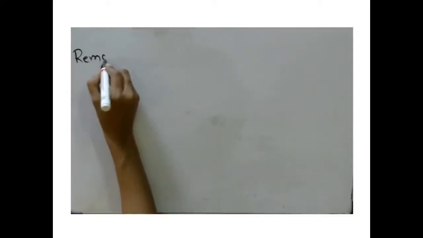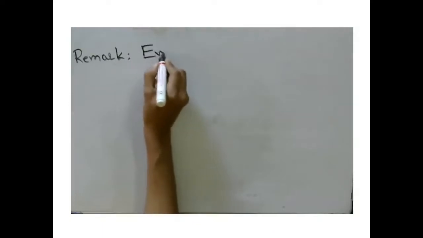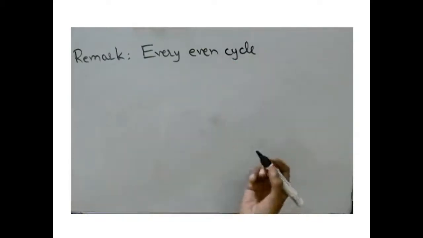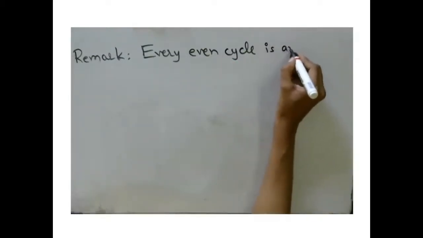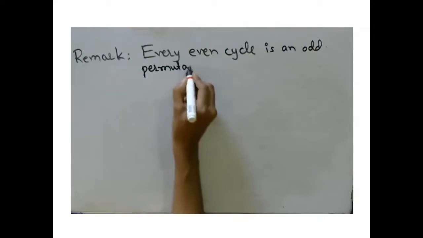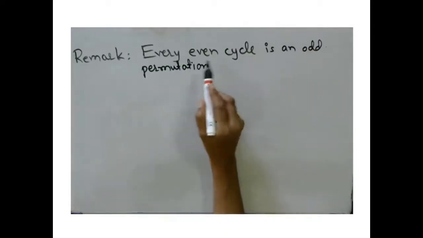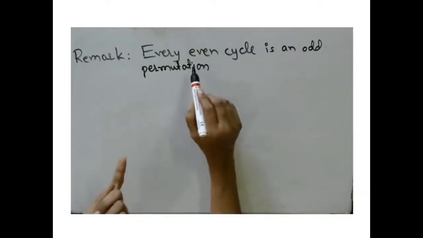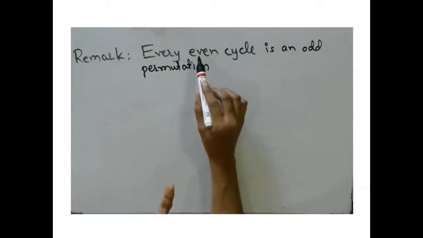One important remark about cycles. Every even cycle, meaning a cycle whose length is an even number, is an odd permutation, because every r-cycle can be written as a product of r minus 1 transpositions. So if you subtract 1 from an even number, you will get an odd number.